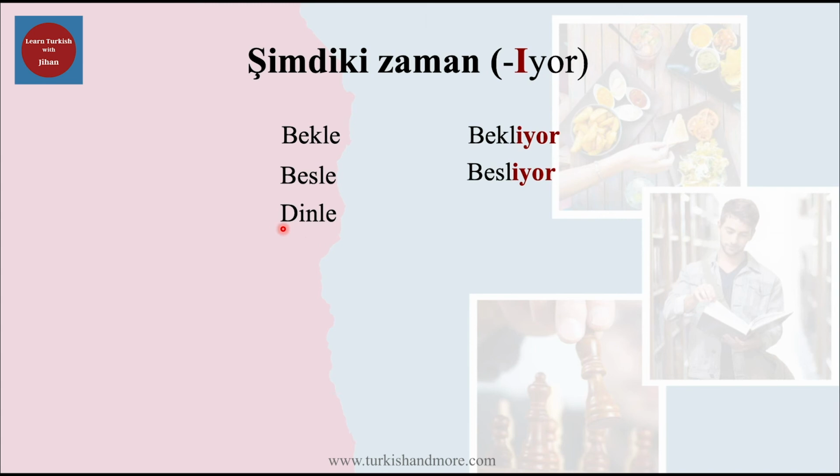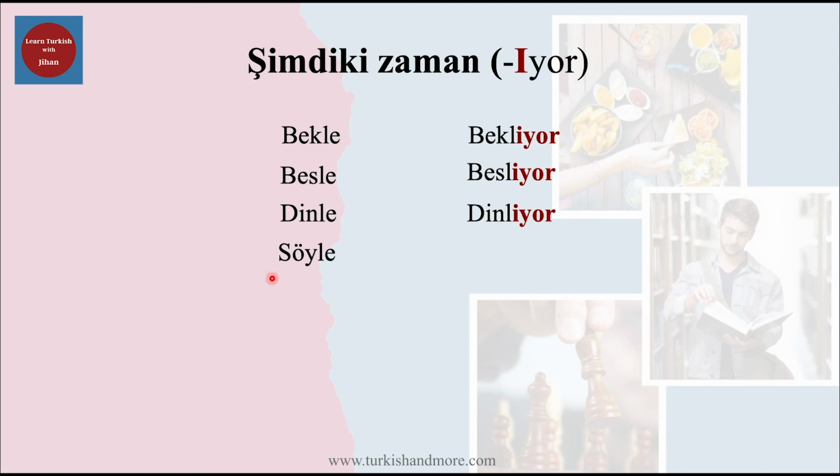Next, dinle, also 2 syllables. You remove this e as if it's not there, and then you look at the other vowel, which is here i. Go back to the rule. What suffix do we use for the Şimdiki Zaman when we have the last vowel as i? It will be dinliyor, also the one that has i.